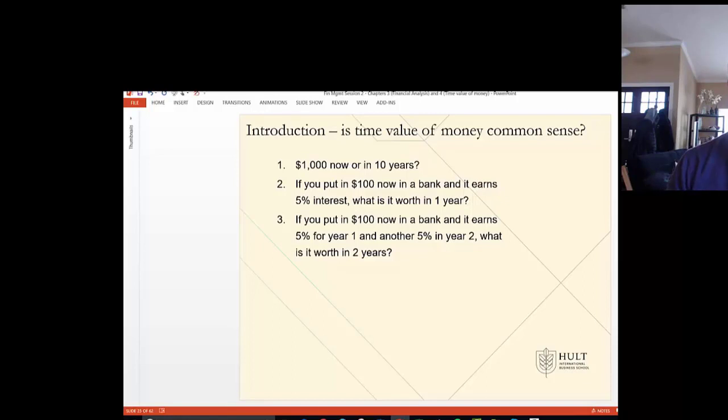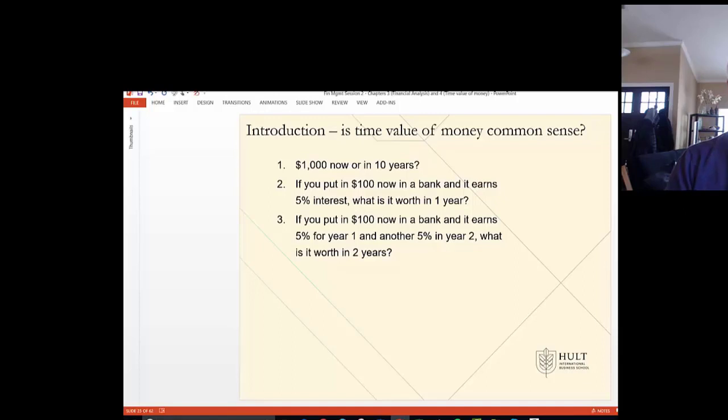Now, the difference between an intuitive approach like you just had, like, oh yeah, I'll take the money now, compared to 10 years from now, is what is the quantified difference? Like, would you rather have $1,000 now or say $8,000 in 10 years? Now you're going to think about it a little more. This kind of quantification is what we do in TVM.